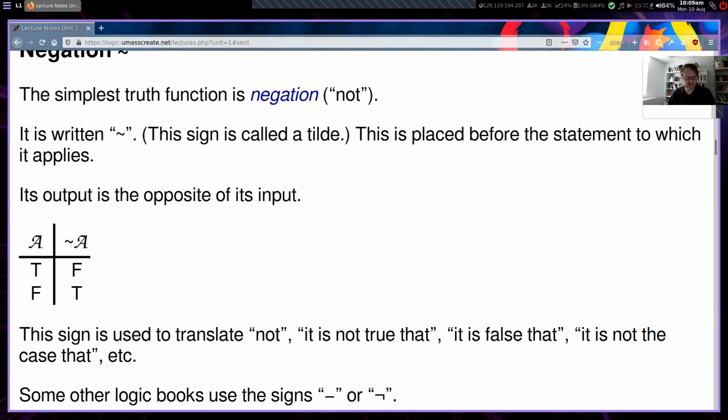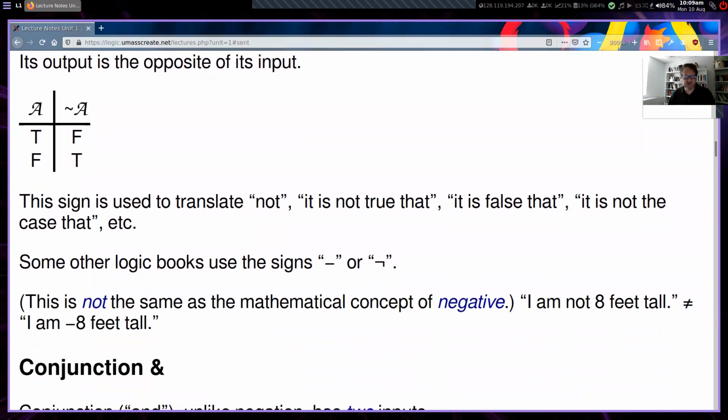So this wavy line represents not, or the phrase it's not true that, or the phrase it's false that, or it's not the case that. Other logic books use other signs. Some of them use a little straight line, which looks like a negative sign for math. Some of them use a straight line with a little hook at the end. And we're going to use this wavy line called a tilde. And even though some books use a negation sign, don't think of this as the concept of negative. To say I'm not 8 feet tall is not the same as to say I'm negative 8 feet tall. I don't know what it would mean to say that I'm negative 8 feet tall. Again, this is a truth function. So we take the truth or falsity of the input and we reverse it, and we add the word not.